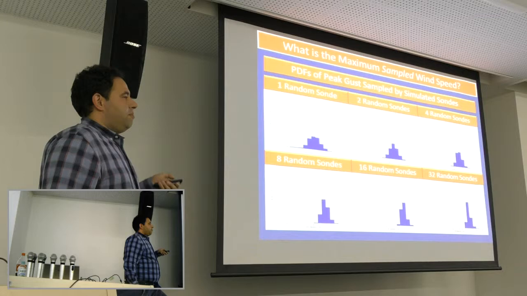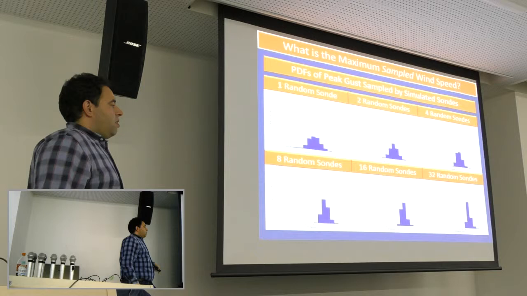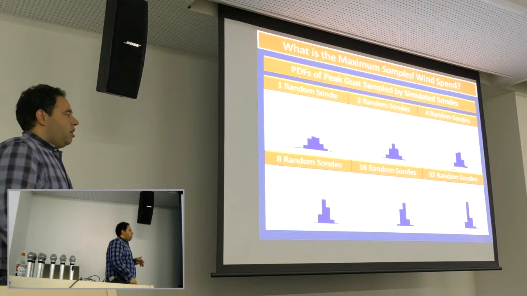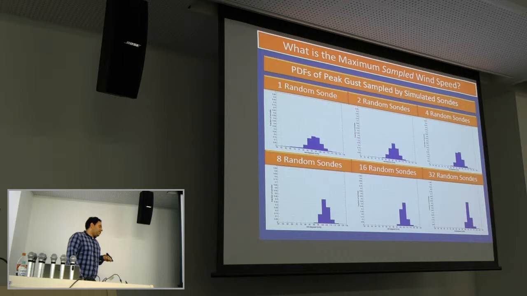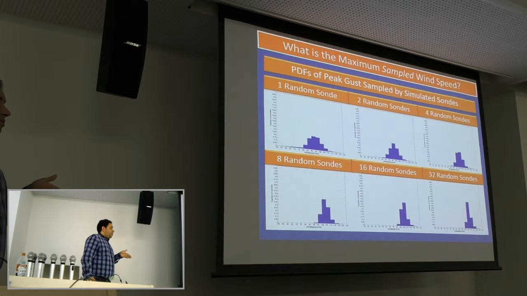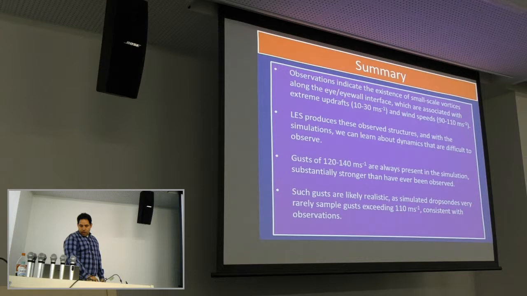So the point is that in the simulation, we know that there are these gusts at all times that are much stronger than we've ever observed. But if we sample them in a realistic manner that's similar to how we observe the tropical cyclone, we can't find these peaks. We're going to underestimate the true maximum. And so I think the simulation is consistent with the observations, and it's reasonable that real tropical cyclones have wind gusts that are probably substantially stronger than we've observed, and might be 120 to 140 meters per second, similar to what we simulate. So that's the last point of my summary.